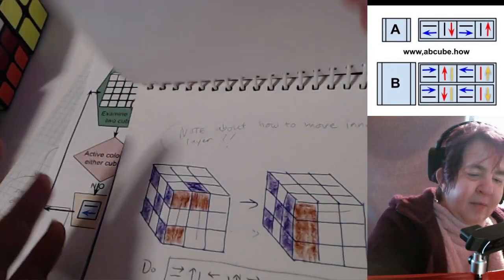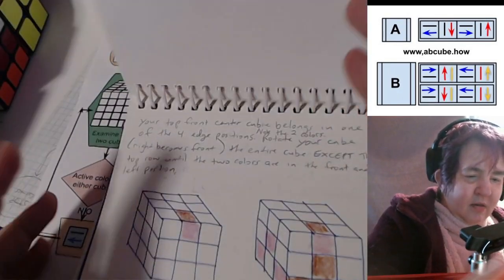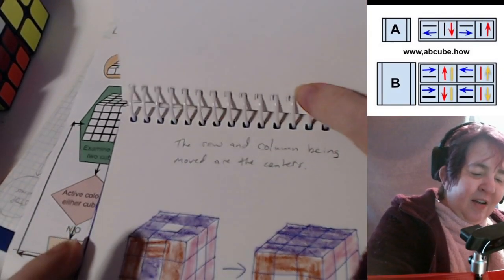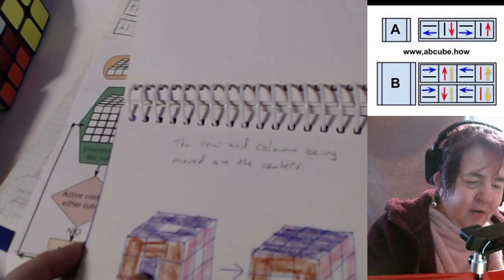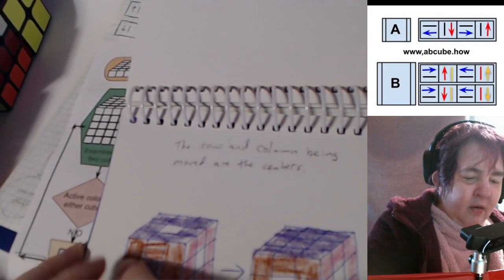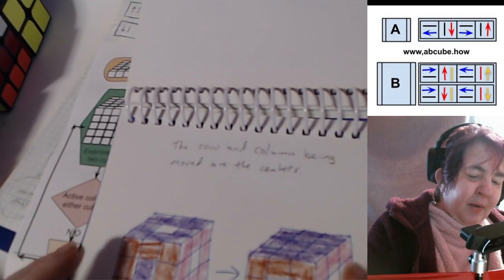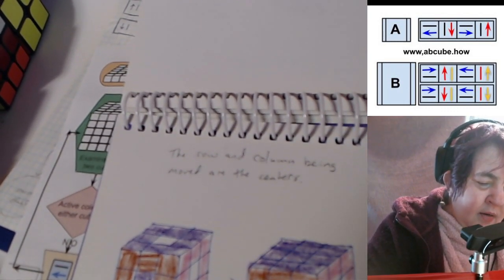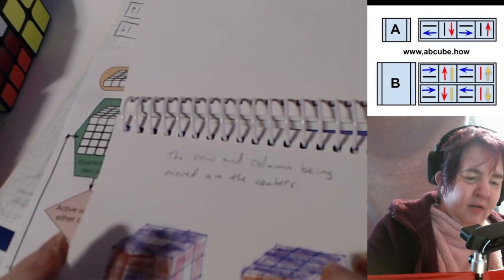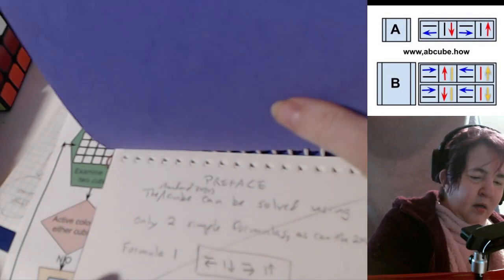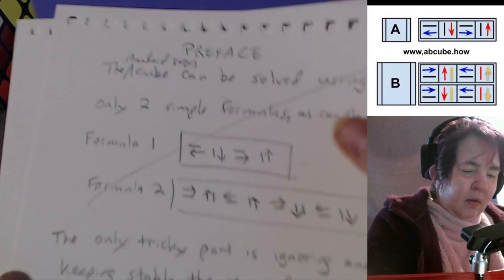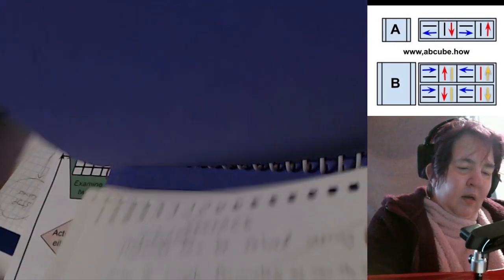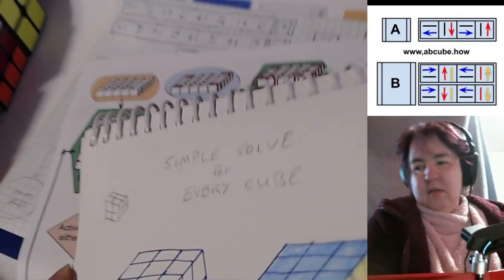So this is just part of my history, trying to go through steps to figure it out. The row and columns being moved to the center. You move it away, the space down, the cube into the space and back up again. And then you look to see if these are correct. These are then preface. So that is fun for me to share with you guys.